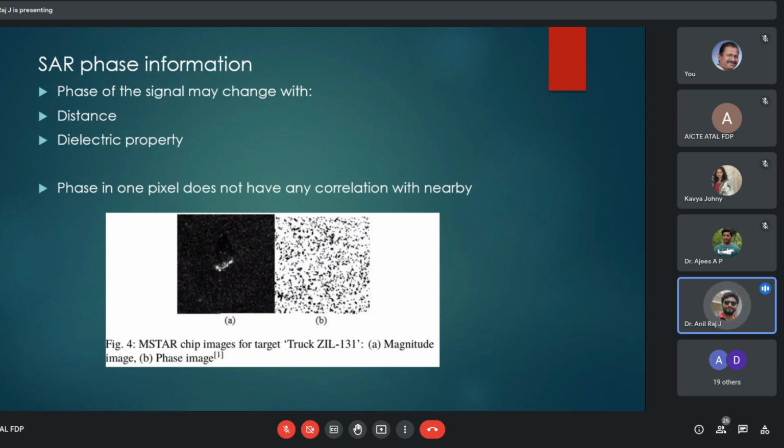In the case of the phase image, the phase 2D data, there is no structural information of the data. That means the phase in one pixel does not have a correlation, because each pixel has a different phase angle. There is a phase difference component associated with each pixel area. All the minute areas of the imaging surface contribute some phase differences. That's the reason why we are not able to structurally interpret the target using phase data. So these are the two interpretations of SAR data.